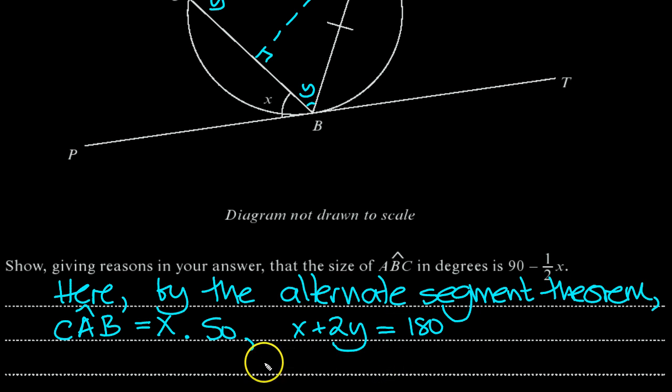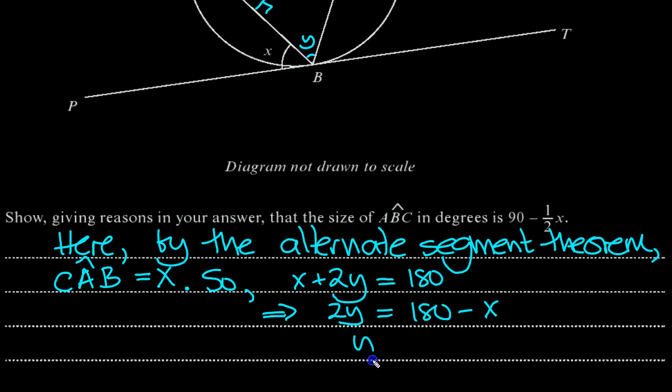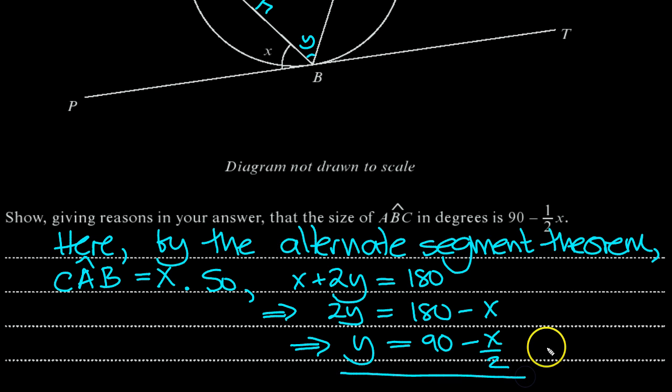So then that implies that 2y is equal to 180 minus x, and divide by 2. Move the 2 from times to divide. 180 divided by 2 minus x over 2. So y is equal to 90 minus x over 2 degrees, which is what we wanted to show.